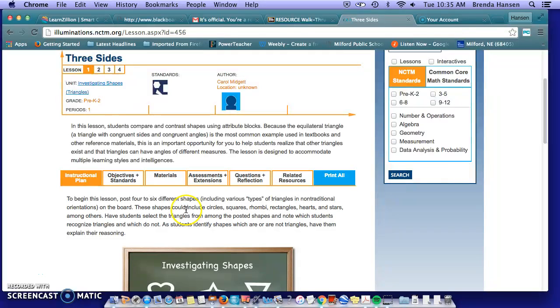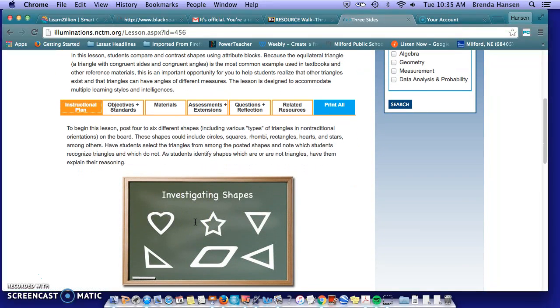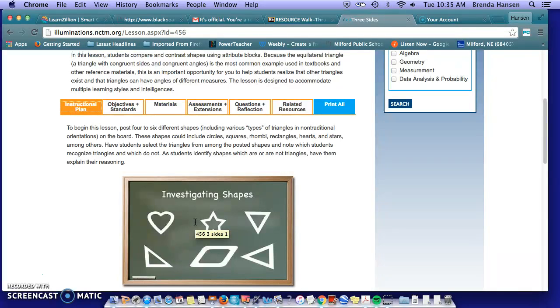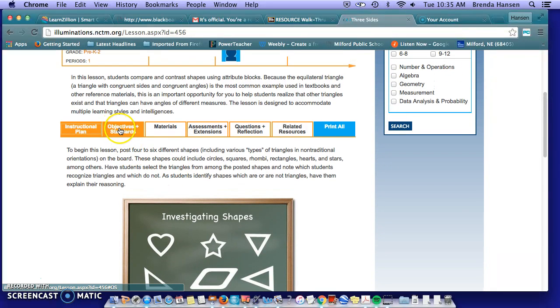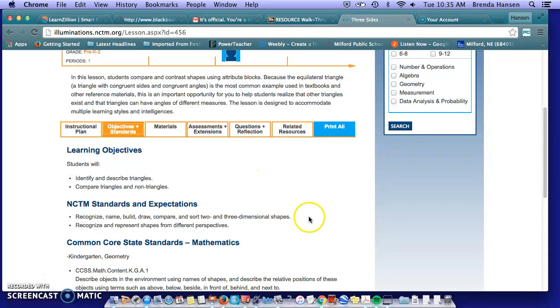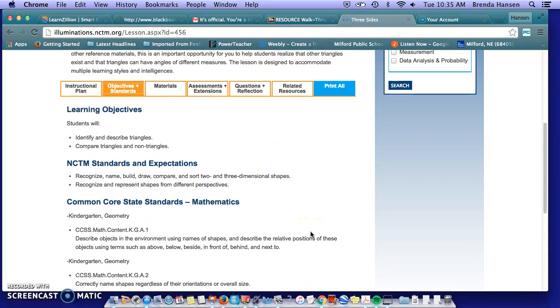The nice thing about this website is it includes an instructional plan. So it gives you an idea of what to do. So posting different shapes and how to decide if they are the same or different and how we get to that. The next thing it has is objectives and standards, what you will be learning in this class and how it matches up with your lesson plan.